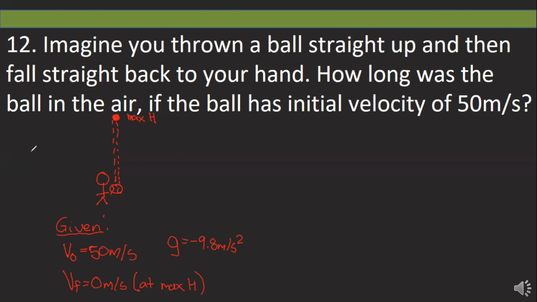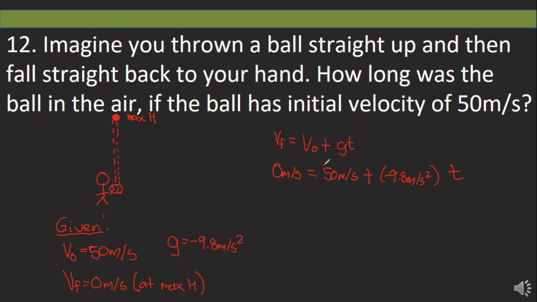Now that we already have this given, let's calculate for the time. In order to calculate for the time, let us use the kinematic equation. We're looking for the time. Let's use the final velocity is equal to initial velocity minus gt, or plus gt rather. Now, we have this equation, and the value of final velocity at the top is 0 meters per second, equals the value of initial velocity, which is 50 meters per second, plus the value of g, which is negative 9.8 meters per second squared, times the time that we're looking for.